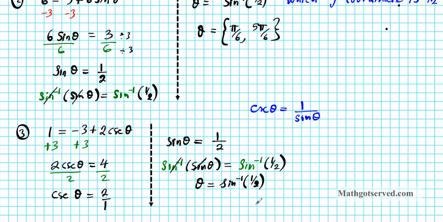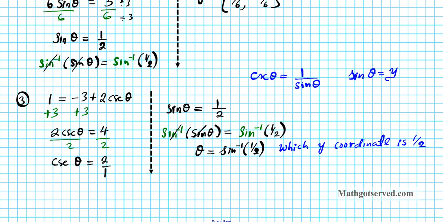Now what does this mean in our unit circle? We know using our unit circle ratios that sine theta is the y coordinate. So this is asking us which y coordinate is equal to 1/2. So any point where the y coordinate is equal to 1/2, that angular value will be our solution for theta. Okay, so this is exactly the same process that we did for question number 2. So let's go ahead and do it again just for extra practice.